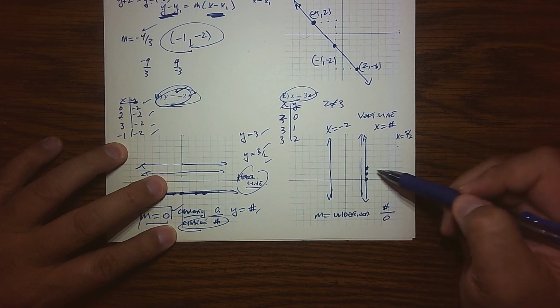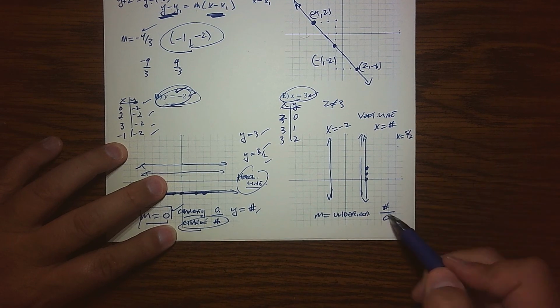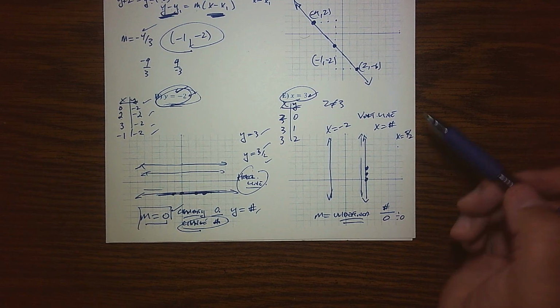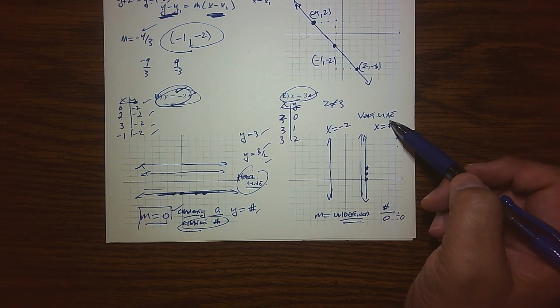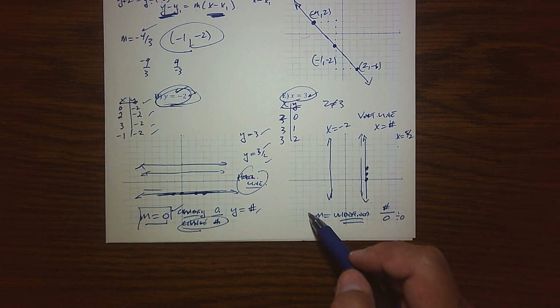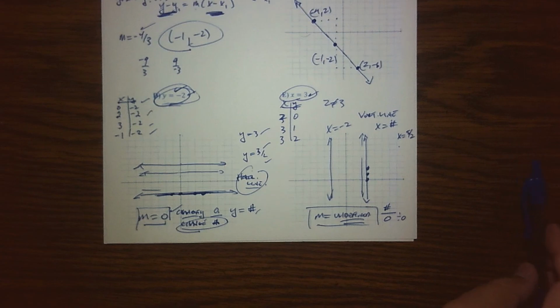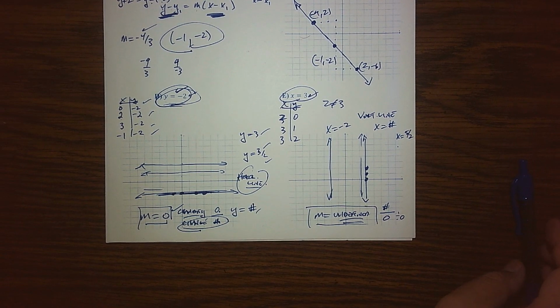Go up by 1, go up by 2, go up by 3, but there's no change in x. And of course, what do we know about division by 0? It's undefined. So for vertical lines, you let x equal any number you want to create that vertical line. As far as the rate of change is concerned, it is undefined. So there's your graphing. All right, let's go on to another topic.